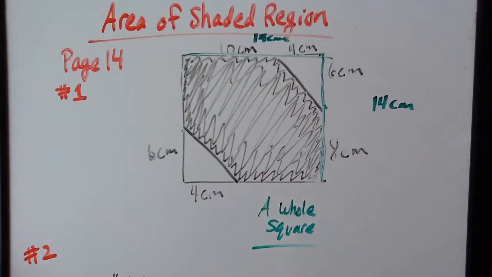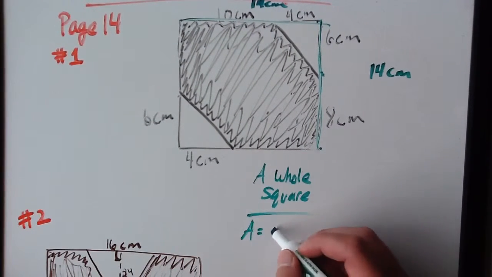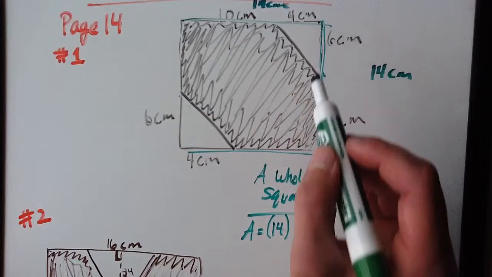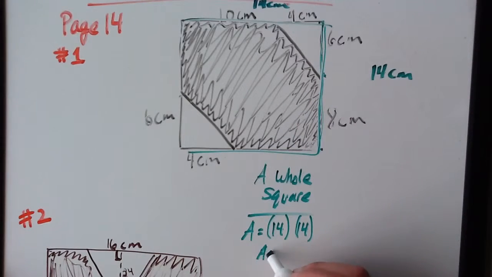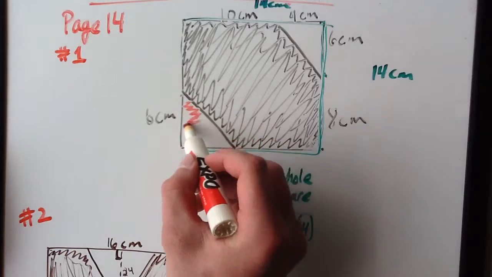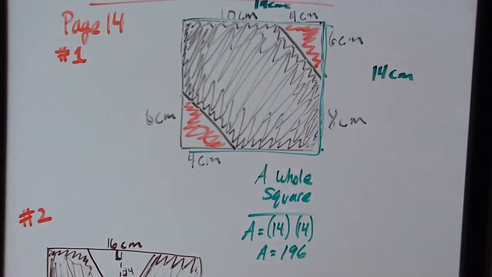Okay, now the area of the whole square, you could take base times height, or you could just do side squared. The area is 14 times 14, right? You could say base times height. 14 times 14 is 196. So the area of the square is 196 square centimeters, but we want just the area of the shaded region. So what we have to do is take that triangle out, and take that triangle out of the area because it's not included in the shaded region. So let's find the area of the triangle.